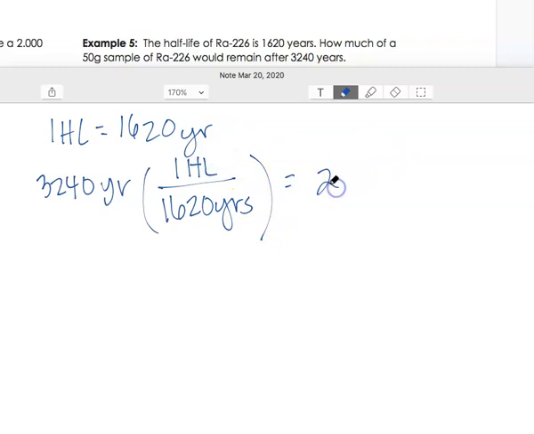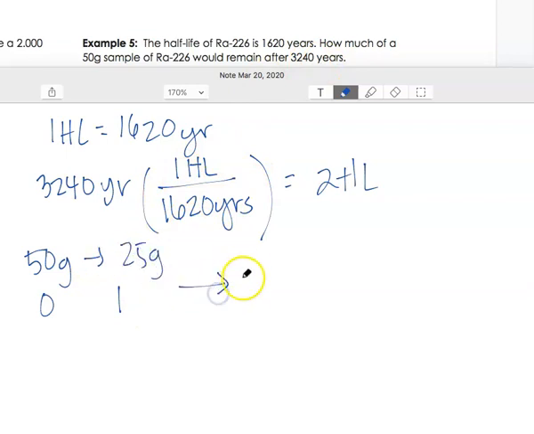And you end up with two half-lives. Okay, so after two half-lives, the question is asking for the amount that will remain in two half-lives, which is 3240 years. So we're going to start with 50 grams, 0 is our half-life. After one half-life, which is 1620 years, you're going to end up with half of it. After another 1620 years, you're going to end up with half of that, which is 12 point.